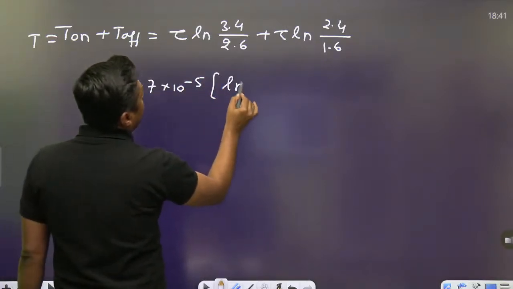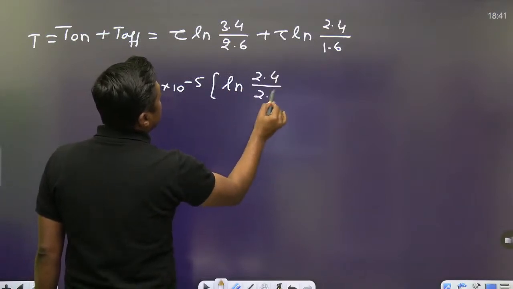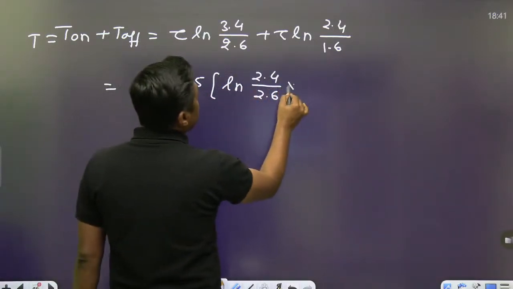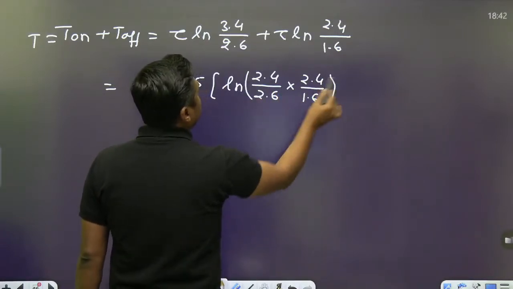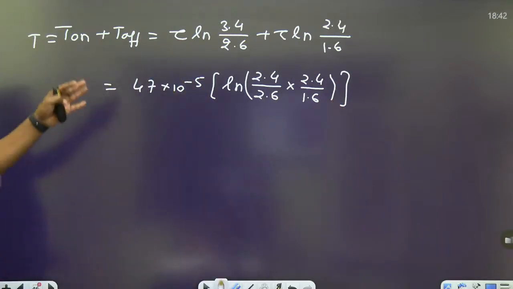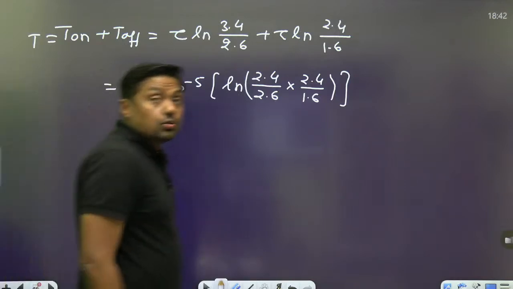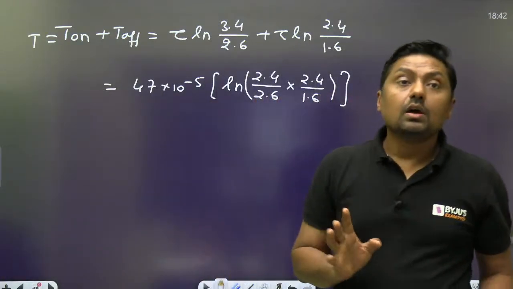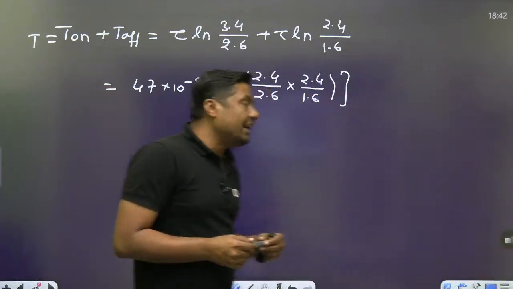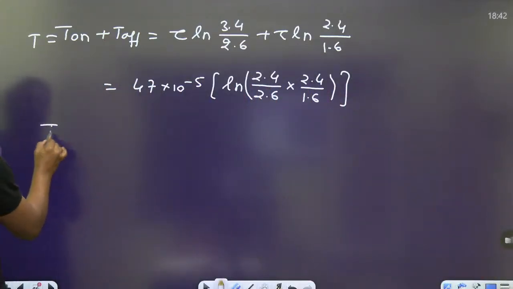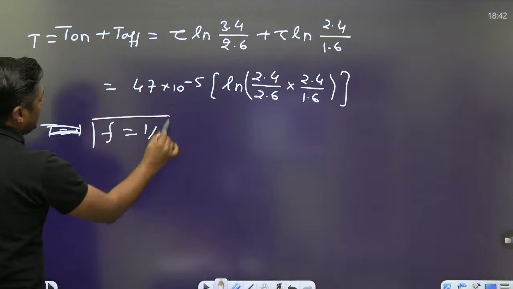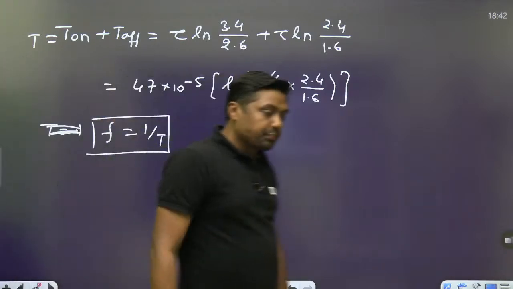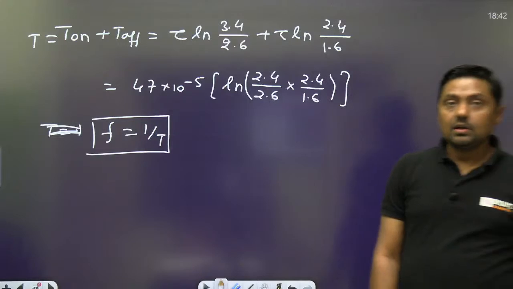Now you can calculate it. The log here means multiplication; when we are adding logs, it means multiplication. So finally multiply and get the answer for this question. But if frequency is asked, then directly we can calculate T is equal to 1 by F, so F is equal to 1 by T. That is the case here.